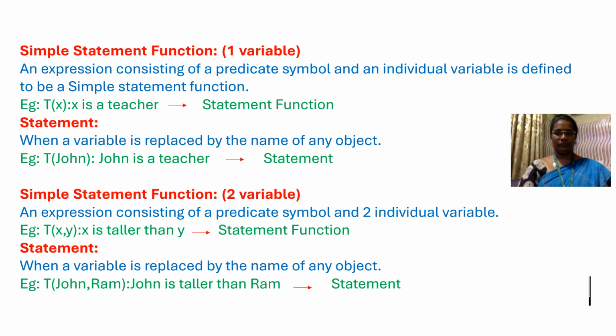Let us now look into another definition, the simple statement function of two variables. So here an expression consisting of a predicate symbol and two individual variables. So for example, if T of x comma y is x is taller than y, then this is the statement function with two variables and one predicate. So when we replace x by John and y by Ram, then the statement becomes John is taller than Ram.